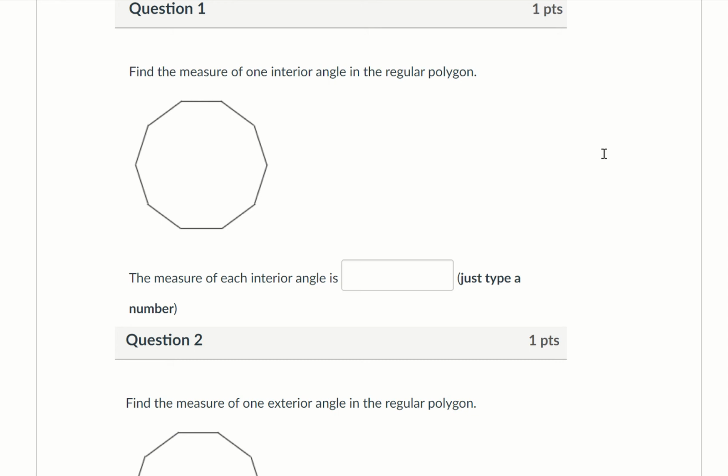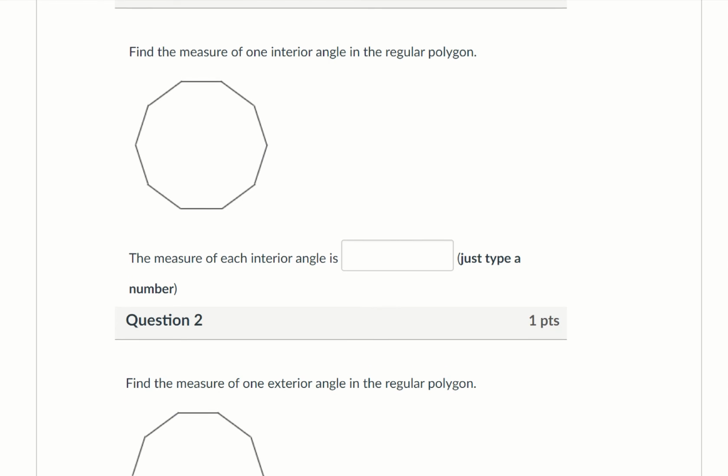For question 1, we are looking for the measure of one of the interior angles in the regular polygon. Remember that a regular polygon means that the sides are all congruent, but it also means that the angles themselves are congruent. So all these angles are congruent, just like I indicated here.